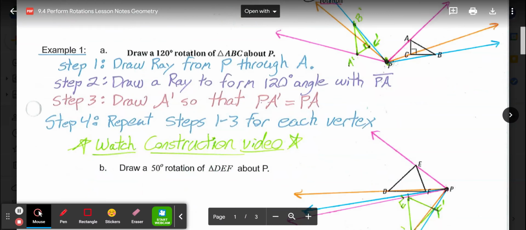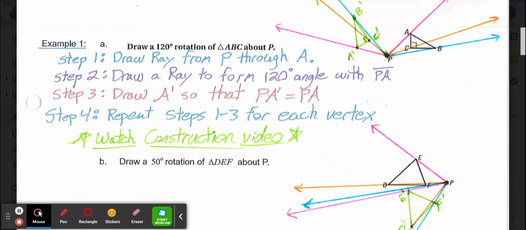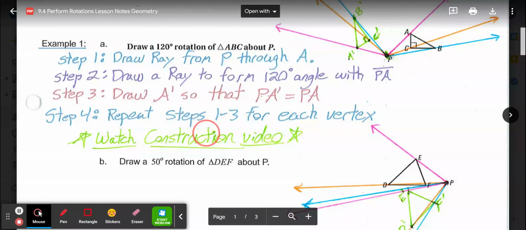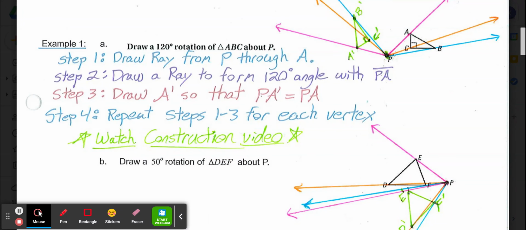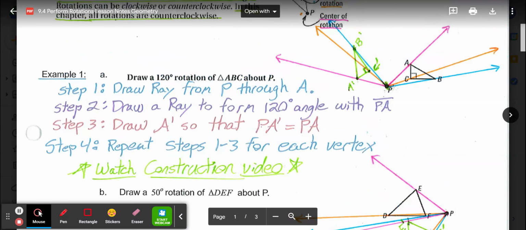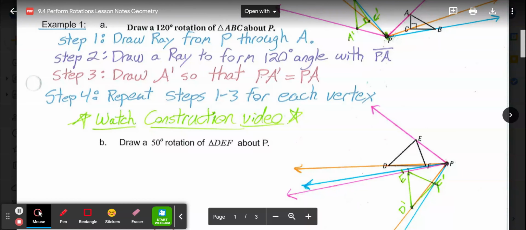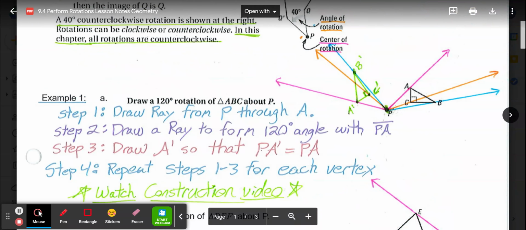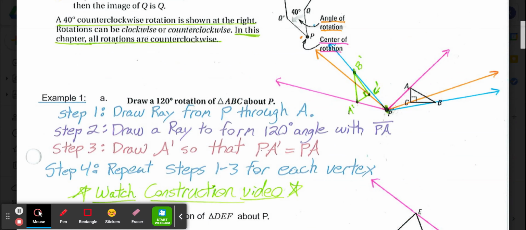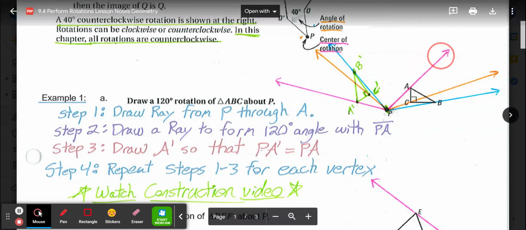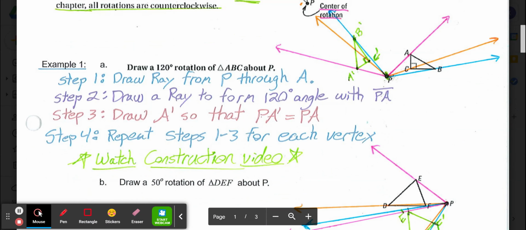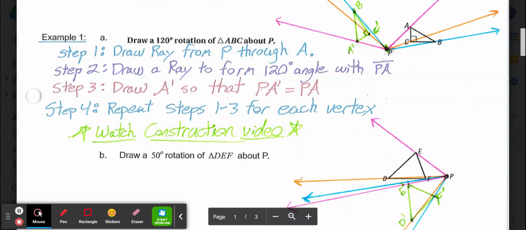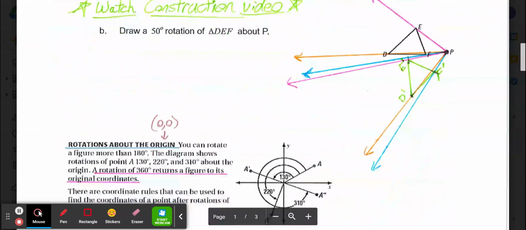So example 1, part A and B, pause the video now, watch the construction video showing you how to do this process, and then come back and try these 2 in your notes. You don't need to use all the different colored rays or segments. I just did that so you could tell that the pink segment here went with the pink segment here, orange with orange, and blue with blue. So pause the video, watch the constructions, come on back, and we'll move on to our next part.